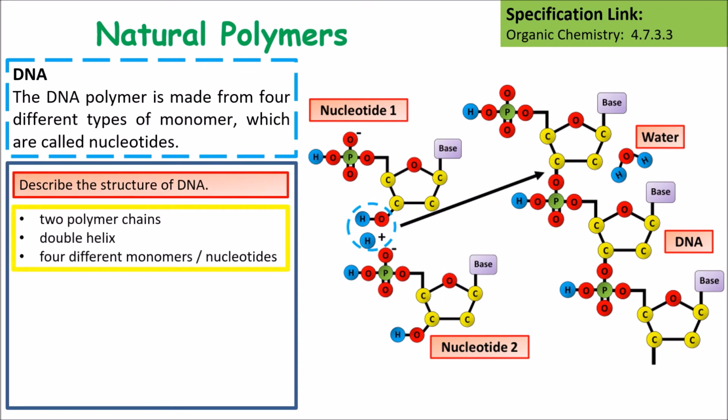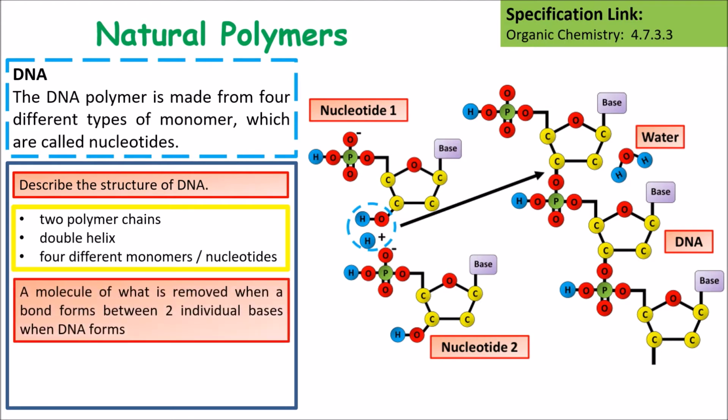So we're describing the structure of DNA. As before, we've got 2 polymer chains which form a double helix and 4 different nucleotide bases. What molecule is removed when a bond forms between 2 of these individual nucleotides? Because it's a condensation reaction, a water molecule is removed.